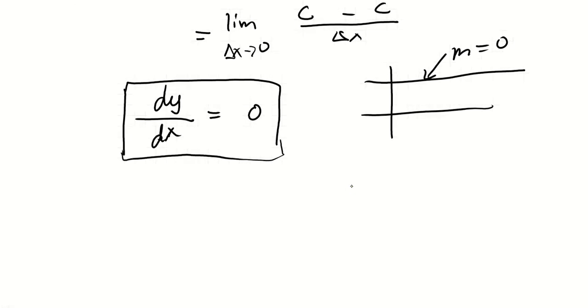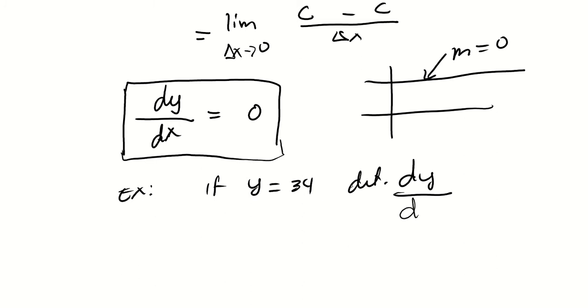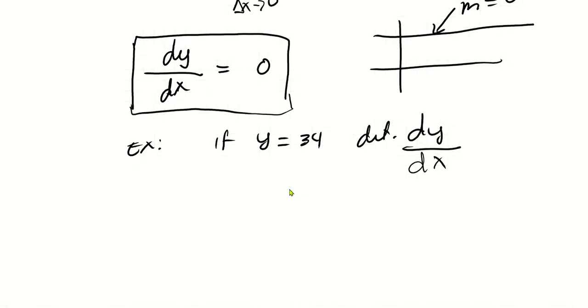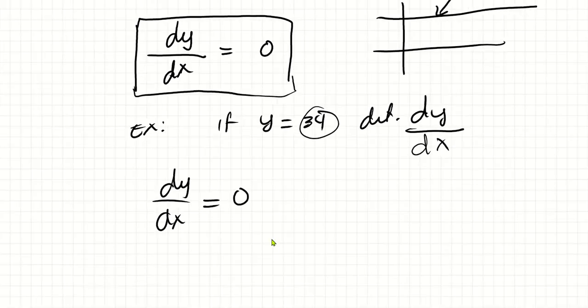Okay? So for example, if y is equal to 34, determine y prime or dy/dx. So we can now say that dy/dx here is just equal to 0. Why? Because 34 is just a constant number. So for any constant number, if you take the derivative, it's always equal to 0.